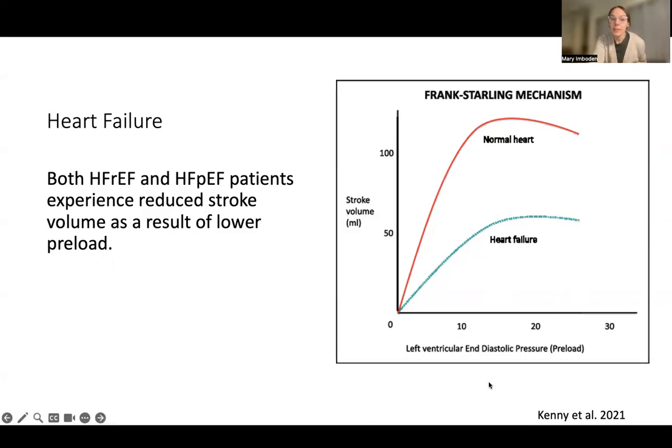Both experience this reduced stroke volume as a result of lower preload coming in, so a lower filling amount. And what do we have here? We have a much lower stroke volume. And if stroke volume is a part of cardiac output, which is a part of VO2 max, it's no wonder that these patients have severely declined functional capacity, limiting their exercise ability, which then further exacerbates their disease and the cycle of it.